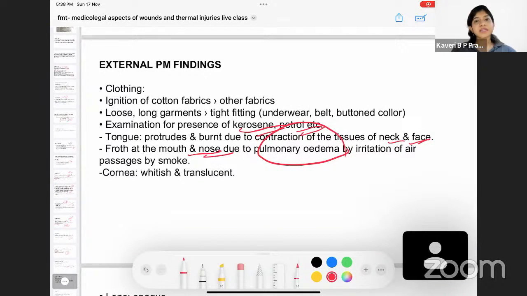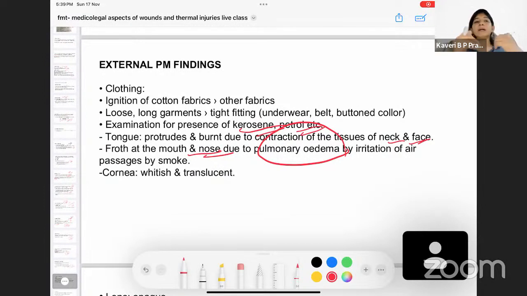So why is there pulmonary edema? Because whenever the person is trying to inhale, because there's a lot of unburnt material, there's a lot of carbon monoxide in the room, when he inhales, the oxygen saturation comes down, because of which there is irritation of the air passages, which could lead to pulmonary edema. And as you all know, whenever there is pulmonary edema, a lot of frothing is seen around the mouth as well as the nose.